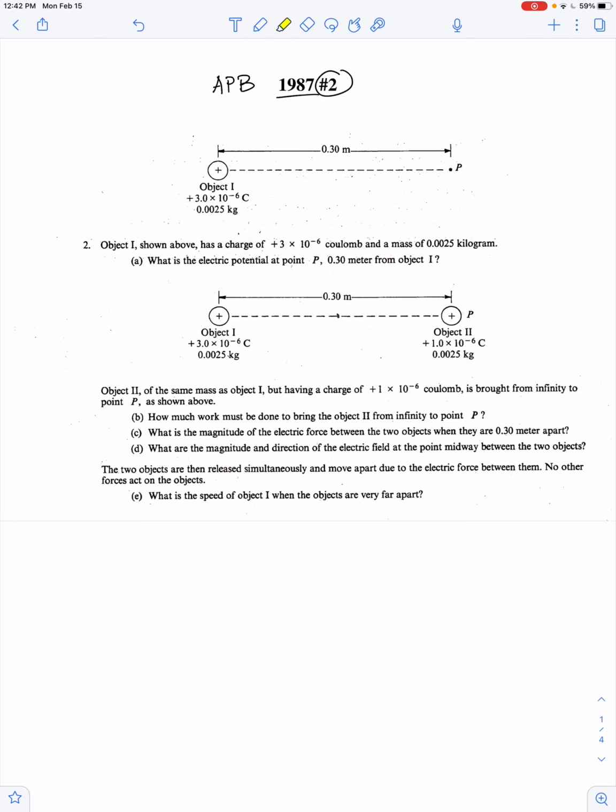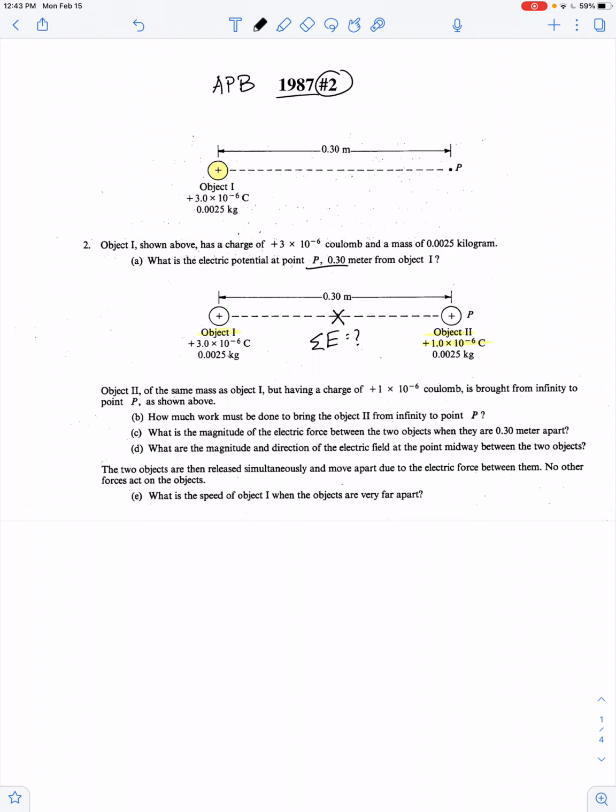We're given a charged object with a magnitude of 3 microcoulombs and a mass of 0.0025 kilograms. And there's a point P located 30 centimeters away. We're asked, what's the electric potential at this point P? How much work would have to be done to bring a second charged object of 1 microcoulomb to the position P? What's the electrostatic force that object 1 and object 2 exert on one another? What's the magnitude and direction of the electric field at a point midway between the two objects?